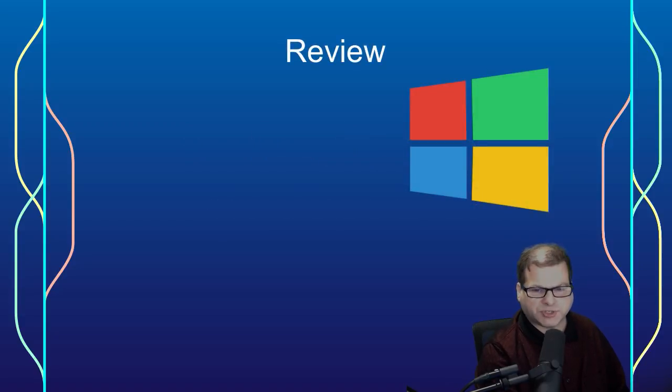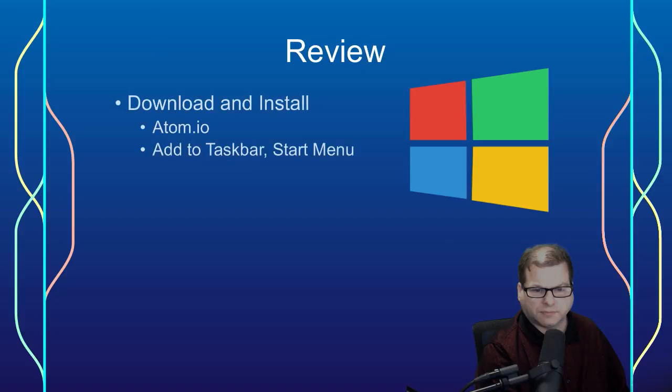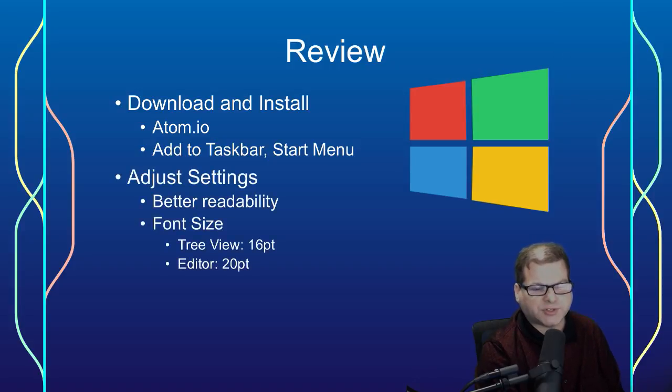Let's review what we just did. We went and downloaded and installed the installer for Atom, which is available at atom.io. Then we added the Atom icon to our taskbar and the Start menu. We adjusted the settings for better readability. In particular, we set the font size for the tree view to 16 points and the editor to 20 points. Then we integrated Git with our Atom text editor.